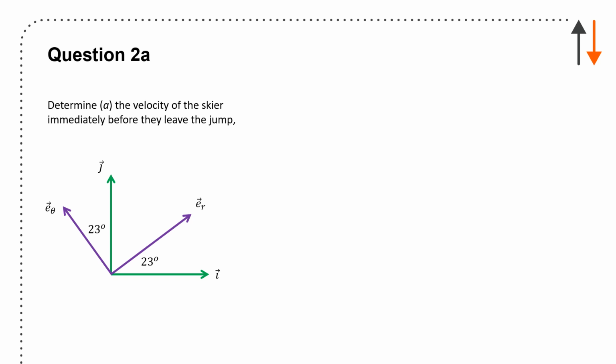So the velocity of the skier immediately before they leave the jump. We're doing everything with respect to that measurement device. You have an outward radius, indicated by the purple line, e_r, and a normal to that, or a theta, which is e_theta. That's going to occur at 23 degrees with respect to the Cartesian coordinates i, j.